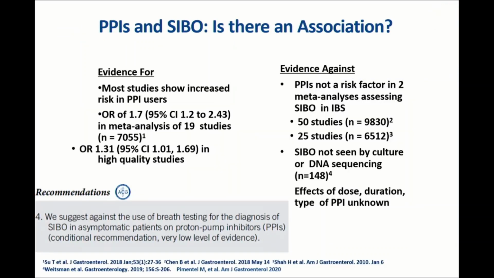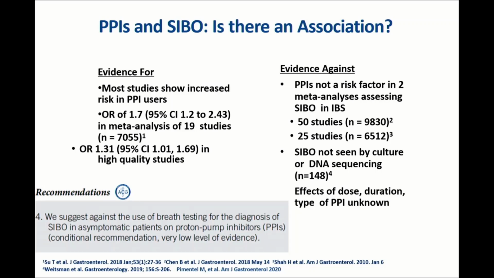So I couldn't really do this talk without discussing the effect of PPIs on SIBO. Is there an association? Well, there is evidence from most studies showing an increased risk in PPI users developing SIBO, and the odds ratio is 1.7, and 1.31 in high quality studies though. If you ask any statistician, anything less than 2, they don't lose sleep about that. So really the odds ratio is pretty low.